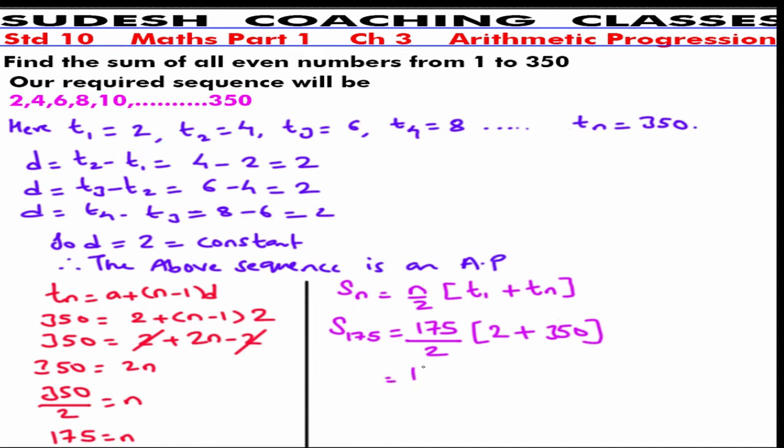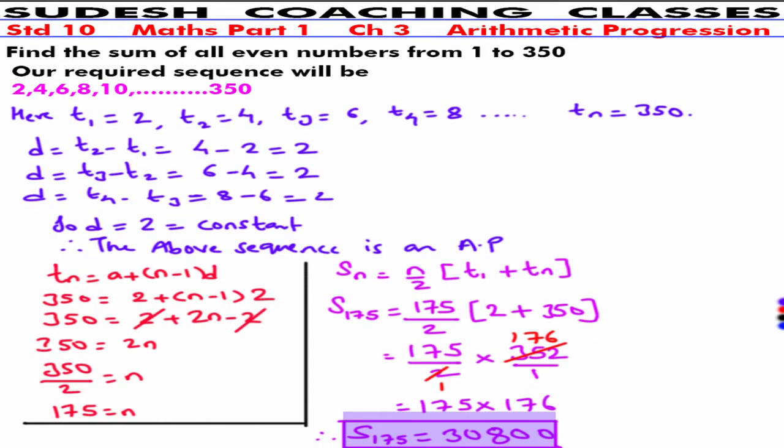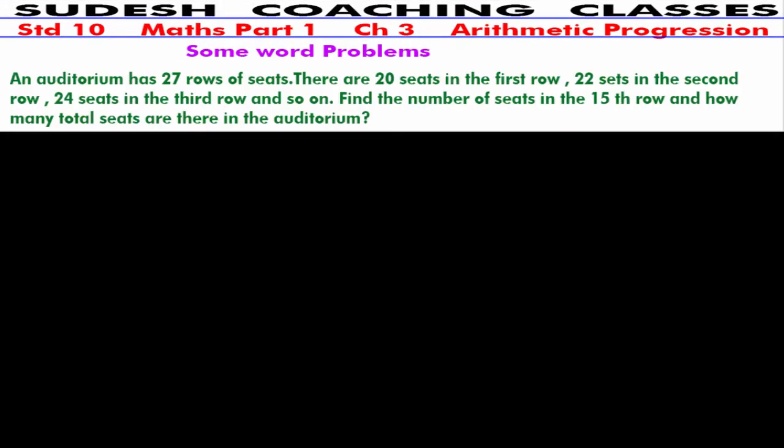Now, S175 is equal to 175 upon 2 into, what is 350 plus 2? It is 352. Now let us divide 352 by 2, and that will give us the answer 176. Further on, we are going to multiply this 175 into 176. And what should be the answer? The answer is 30,800.